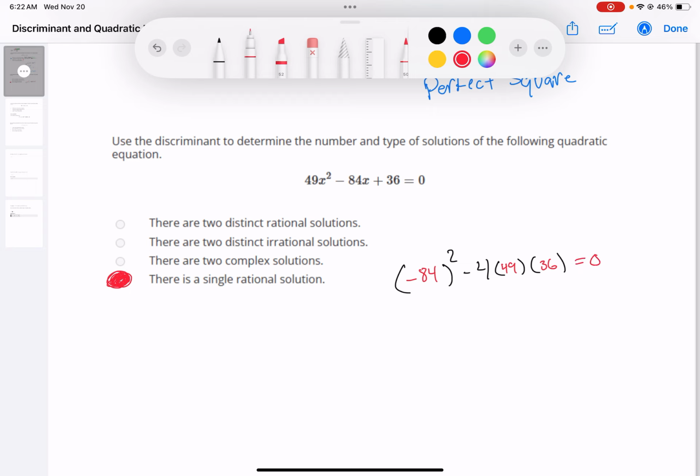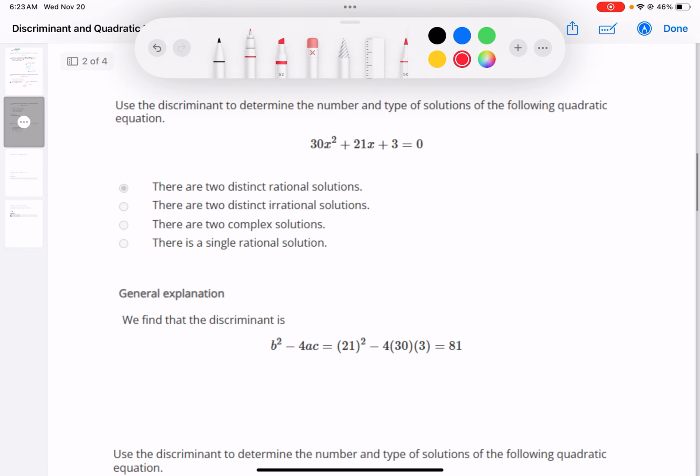And so what that would look like is on my quadratic formula, I'd have opposite b plus minus the square root of 0 over 2a. And all I'm doing is, well, this simplifies. So if I do negative b plus minus 0, well, that's just one answer. It's the same. So that's why it is a single rational solution.